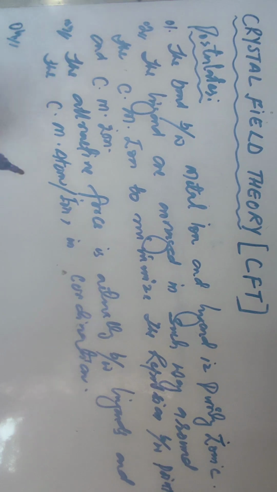Now the fourth postulate of this theory is, since these ligands are approaching towards this central metal atom, that means there will be a repulsive force also. That means the repulsive force came into existence between the lone pairs of the ligands and the d electrons of the atoms. So this repulsive force is actually the main factor which explains the splitting of the d orbitals.